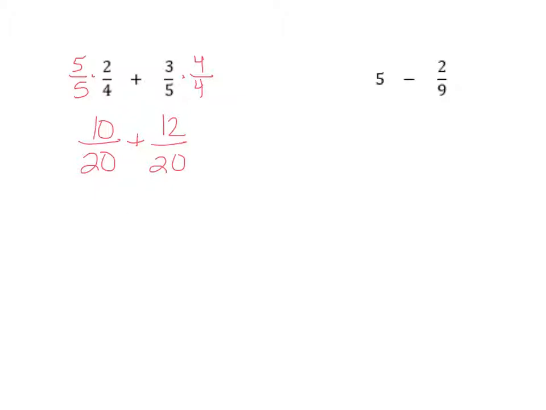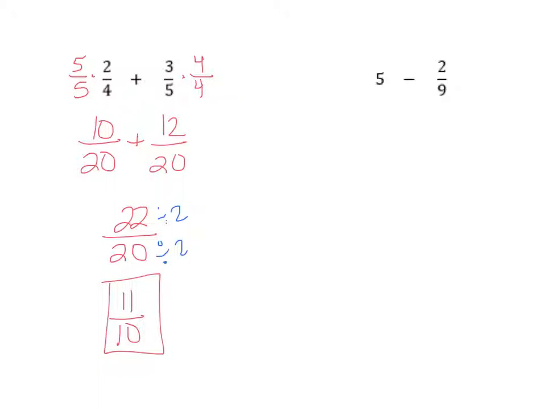So add your numerators, that's 22/20. And then your last step, you look to try to reduce, see if anything goes into those. Well, they're both even numbers, so I know they both at least could divide by 2. So a 22 divided by 2 and a 20 divided by 2. So that would reduce to 11/10.